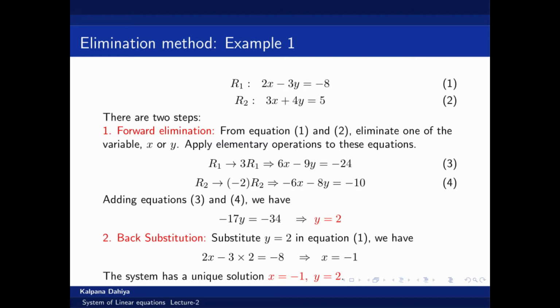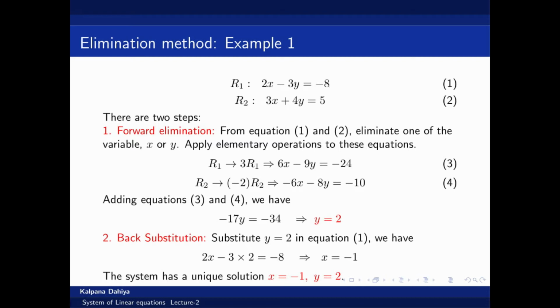So I am here applying elementary operations. For example, multiply first equation by 3. I will get equation number 3: 6x minus 9y equal to minus 24. Now multiply the second equation by minus 2. We will get equation number 4: minus 6x minus 8y equal to minus 10. Now if you see equation 3 and equation 4, we add them and finally x will cancel out and we have the equation minus 17y equal to minus 34, which implies that y is equal to 2.